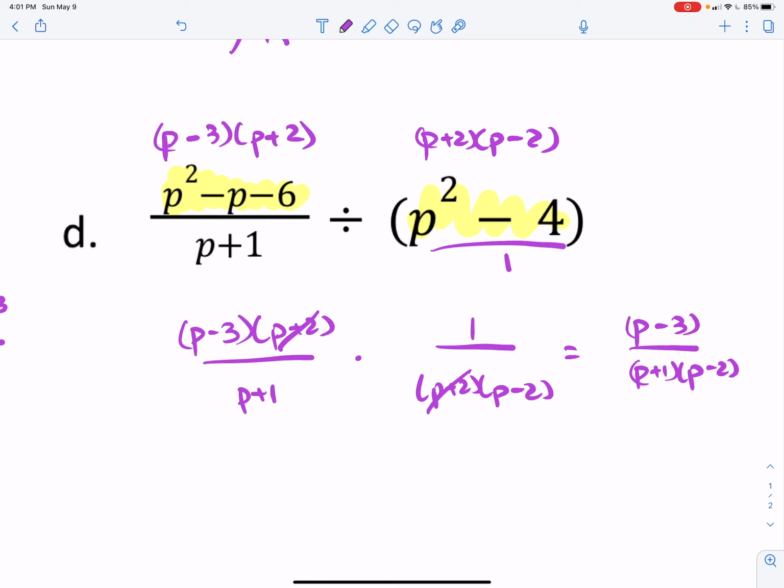And I would actually leave your answer like this. Do you have to FOIL it out, the bottom p plus 1, p minus 2? I would say no. I would say you want to leave it exactly like this, because why make more work for yourself? This is actually the most simplified form.